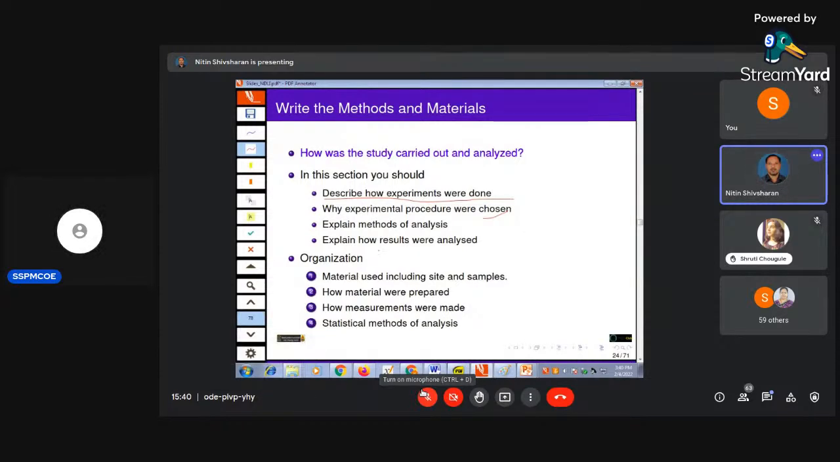Explain the methods of analysis, meaning different types of methods are used. Do the analysis, compare the different methods, show that this method is better, and then we can choose a particular method for your experimentation. Explain how the results were analyzed. In this section we can explain how the results were analyzed. So find the answers or information related to all these points. Whatever information is collected, we have to organize it logically. So how to organize the method and material section?